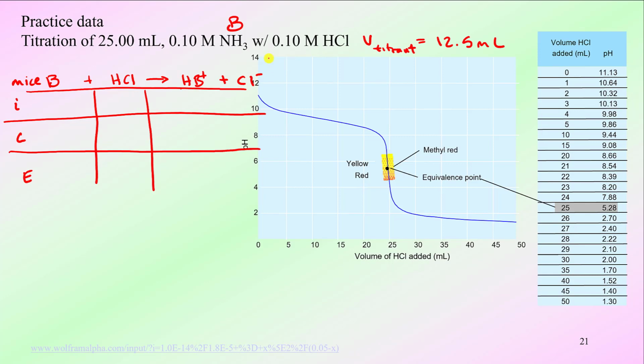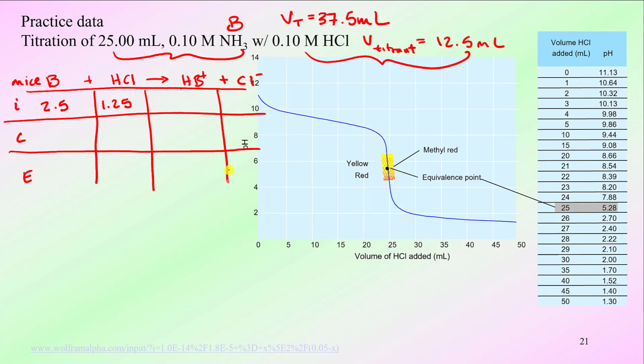We need to know moles of the base, so it's these two multiplied together. That's 2.5 millimoles. And for the HCl, it's these two multiplied together, so that's 1.25 millimoles. And my total volume is 37.5 milliliters. So I've got all the numbers I need for my calculation, and we can roll on.